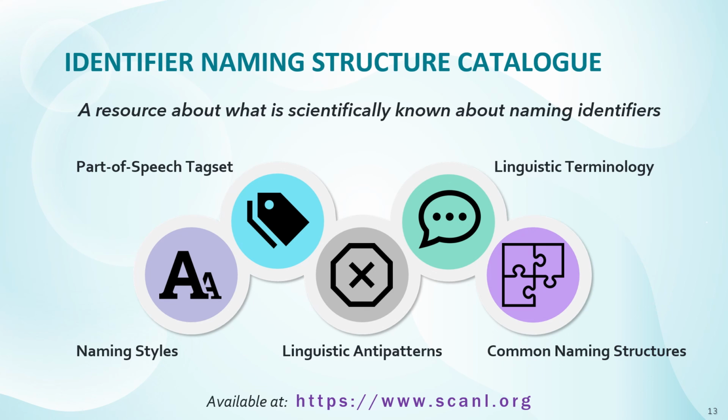Before I wrap up my presentation, I want to quickly introduce the identifier naming structure catalog that our lab has been working on. This is a public resource for educators and researchers who want to learn more about identifier naming and also if they want to find material that they can use in their course. The catalog provides a summary about naming practices, including definitions about part-of-speech tags and linguistic terminology. The catalog also provides details about common naming structures and linguistic anti-patterns with appropriate examples. The catalog is built using findings from our past studies and also work done by others in the field. We encourage the community to contribute to the catalog and are open to suggestions for improvements.